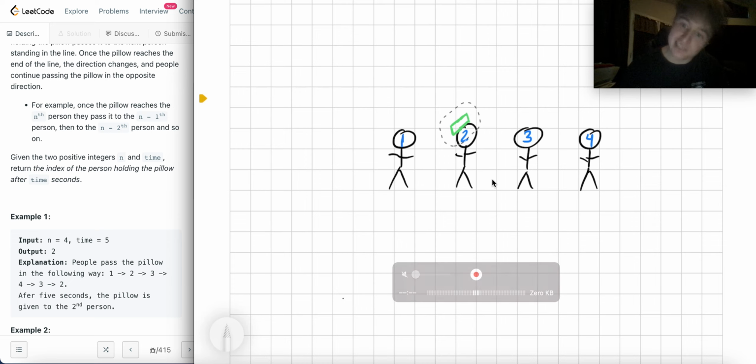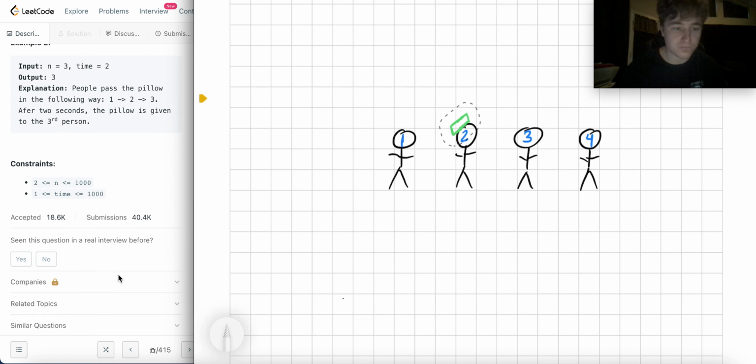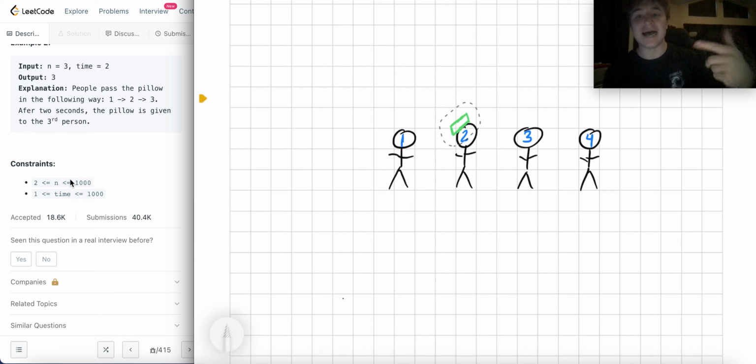So technically, given the constraints, right, with n less than or equal to 1,000, time less than or equal to 1,000, you could solve this via simulation, right? You could have a starting index of 1 and a direction, and go all the way to the right until you reach n, and then change directions, and then just loop through all time seconds and figure out where this object is at the end.